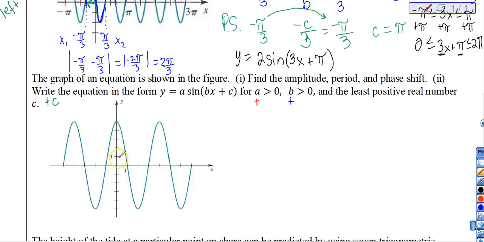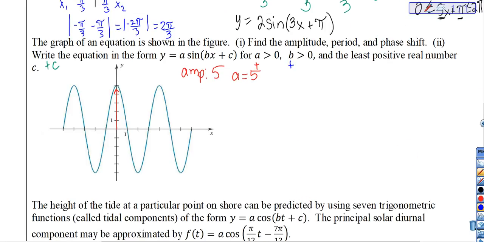So let's start with the amplitude. From the midline, the x-axis, to the peak, we have a distance, or an amplitude, of 5. And since our a is positive, we can say a equals positive 5. So there's that. Now I'm going to pick up my blue pen, and I'm going to scoot the page up a little bit.